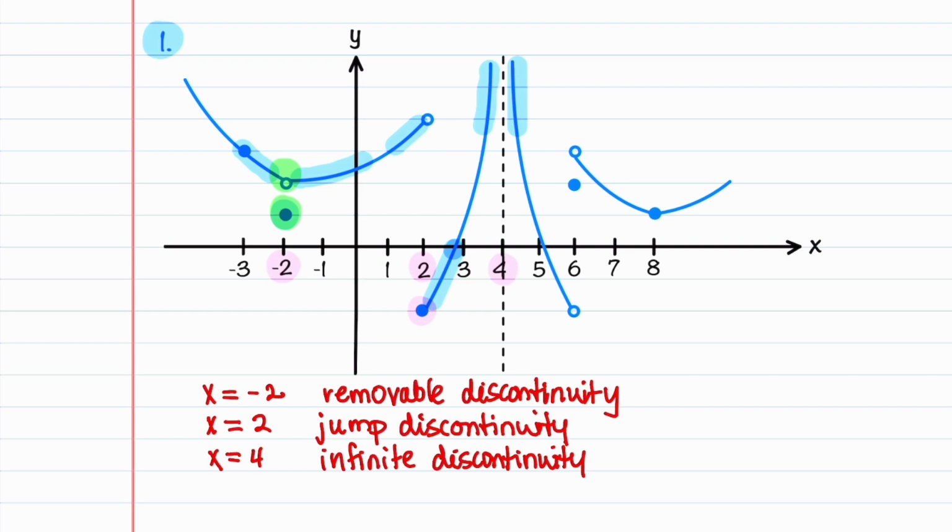Now let's look at our last point. That is at point 6. You might want to pause the video and see if you can determine what type of discontinuity we have here. Our function is defined at x is equal to 6, but the limit from the left does not equal the limit from the right. And that means just like when x is equal to 2, we have a jump discontinuity. So we'll write down x is equal to 6. We have a jump discontinuity.